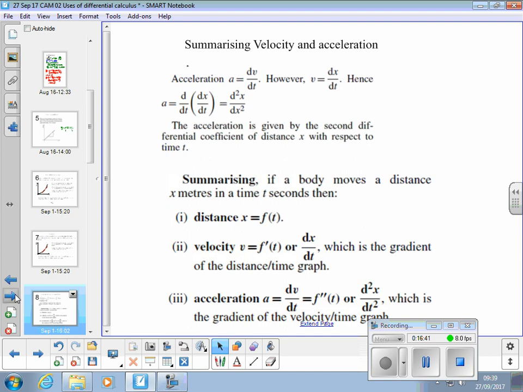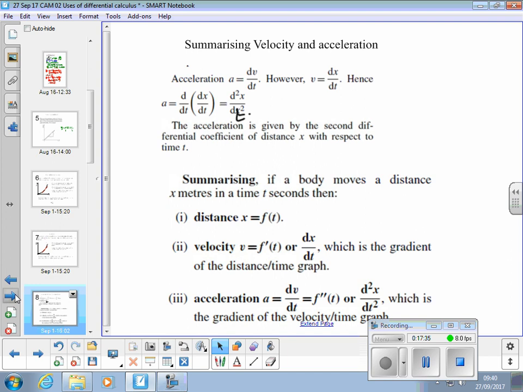So that's written d2x by dt squared. That means the second differential of x. To get from the function x to there, you differentiate twice. So if a body moves a distance x meters in time t seconds, then distance x equals that function at a given time. Yes, you spotted a typo there. You're right, that should be dt squared. Sorry. Well done, spotted my deliberate mistake. It's a copy and paste mistake, I expect, and I didn't remember to change it.